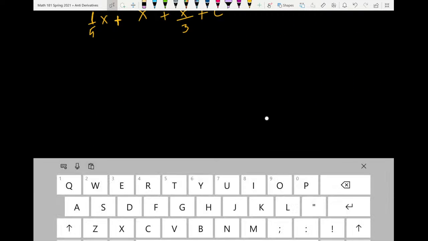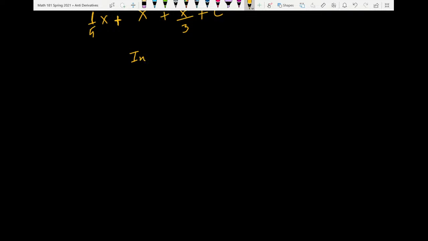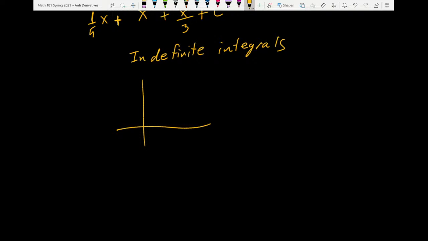So these are known as indefinite integrals. Basically, if we have a function, let's say you have this type of function, and we want to know what's happening under the function. The derivative gives you the slope of the tangent line, but the integral will give you the area under the curve. So for an indefinite integral, we don't have endpoints. So let's do one more.